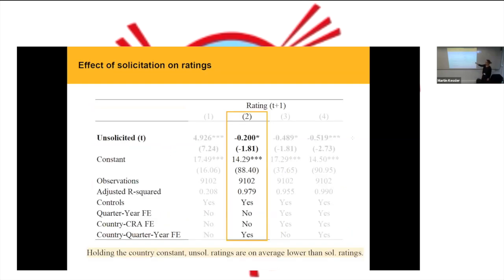So in the second tab here, we are holding country constant, and there we see that on average, unsolicited ratings are lower than solicited ratings. So here there is an important switch in sign. Previously, with no controls, it was positive, and now it becomes negative.